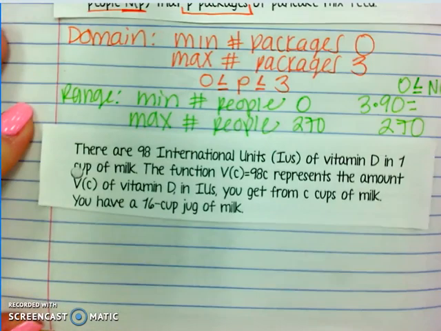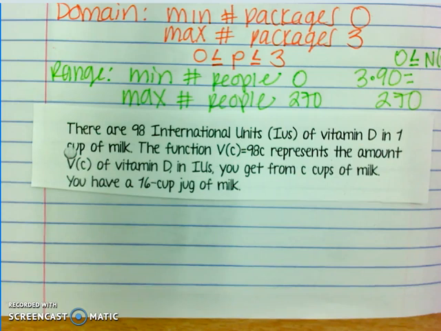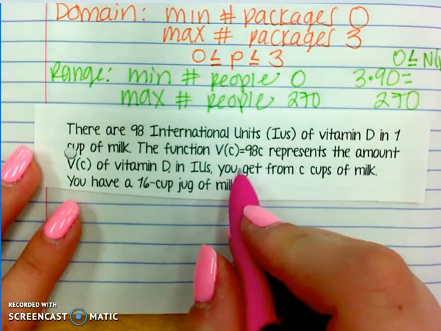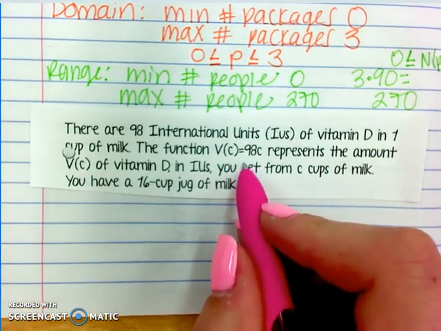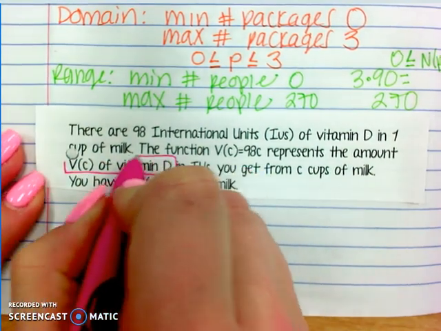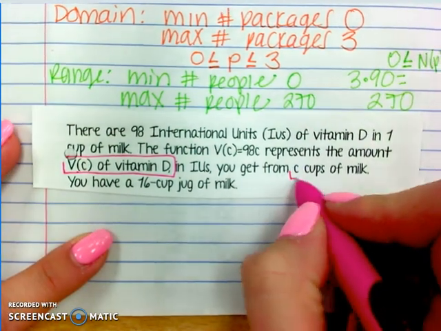And the last one. There are 98 international units, or we call them IUs, of vitamin D in a cup of milk. So vitamin D is measured in IUs instead of in ounces, or it's a unit of measurement. That's how many IUs are in 1 cup of milk. The function V of C equals 98C represents amount of vitamin D. Okay, that's that vitamin D in C cups of milk.